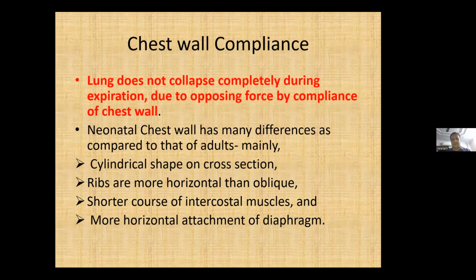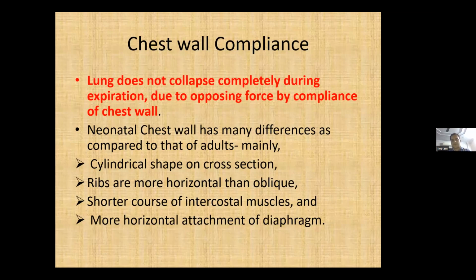Also the attachment of the diaphragm in newborns is more horizontal, whereas in us it is attached at a higher point in the center, just behind the manubrium sterni. The diaphragm attachment is high, and then it goes slanting below on either side. In newborns it is more of a horizontal attachment. Because of all these developmental peculiarities in the newborn, the chest wall is compliant to some extent, but the recoil is not very high.